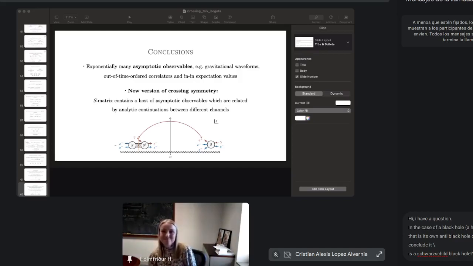Thank you for this quite interesting talk. I have a general question. All the examples you showed were for one loop level or for tree level, right? But can these crossing relations be used in diagrams with two or higher loops to relate observables?